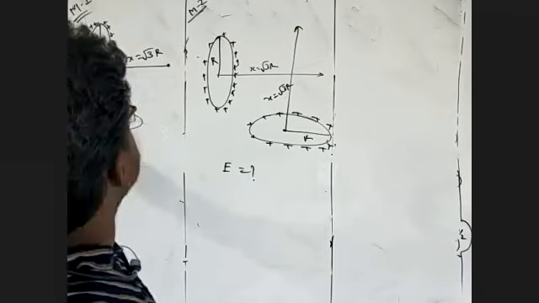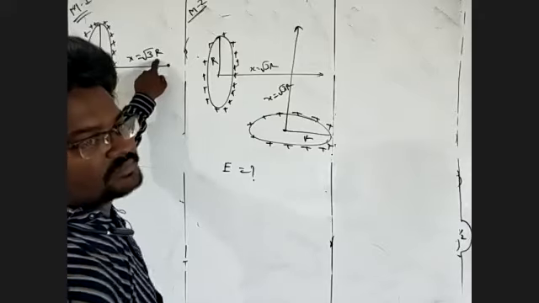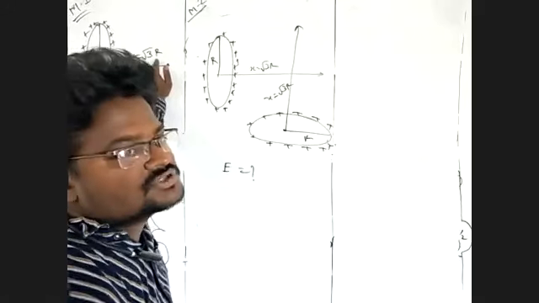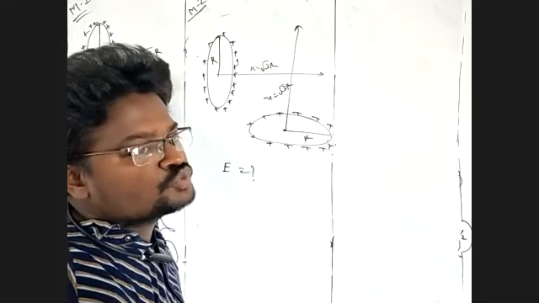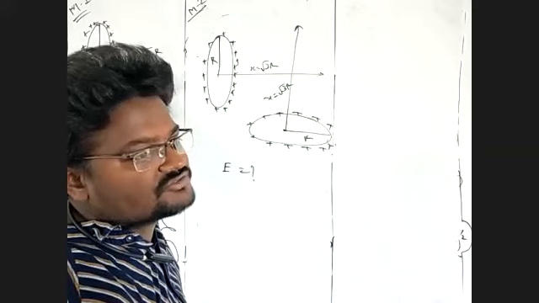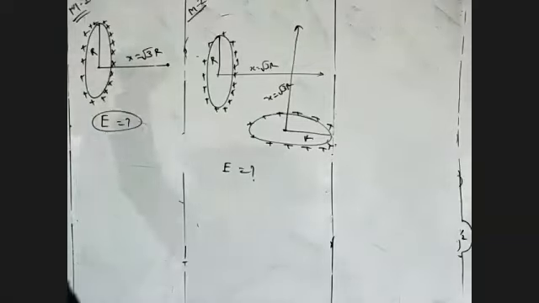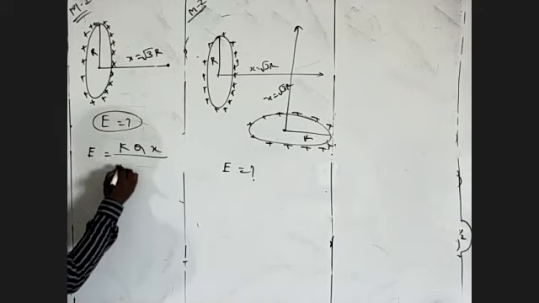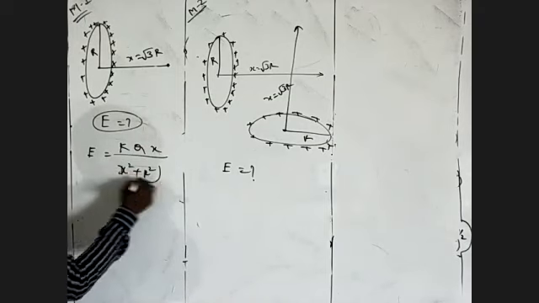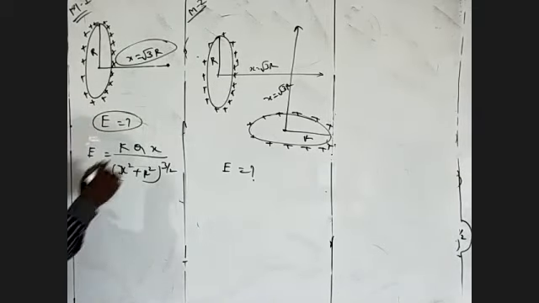You see here, this is the radius of the circle, and x is equal to root 3 r. First, we have to find which concept this problem belongs to. This belongs to the ring model: E is equal to kqx by (x square plus r square) whole power of 3 by 2. Here the x value is given, x is equal to root 3 r. Then put the x value in this equation.